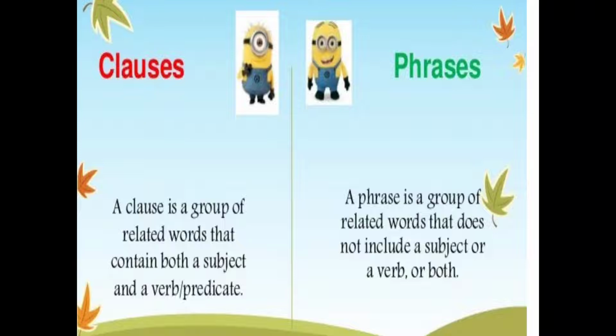Whereas a phrase is a group of related words that does not include a subject or a verb or both. It may happen that the subject is not there, it may happen that a verb is not given, or both the subject and verb are absent from that particular sentence. Those sentences which do not have subject and verb are known as phrases, and those having subject and predicate, or subject and verb, and basically a finite verb, that is known as a clause.